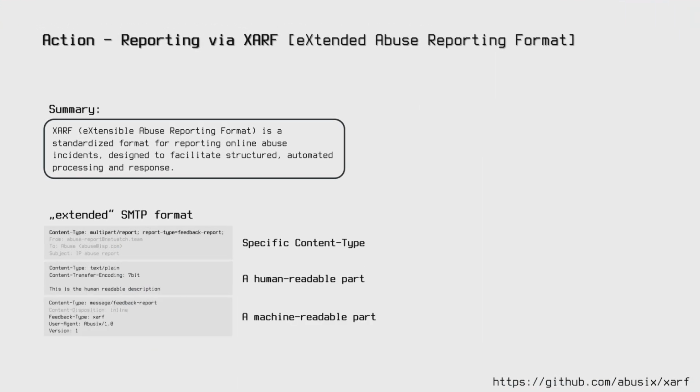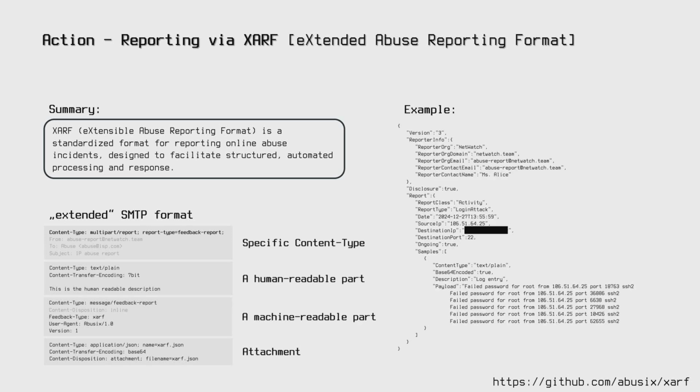And after this, you also add the machine-readable part, including the attachments. And that attachment itself includes all the information needed to actually handle the abuse. So in this case, it tells you all the information about the reporter. It tells you that, yes, it's this disclosure, you want to really disclose it. It's the, you want SSH brute force activity, and you also add some logs at the end.